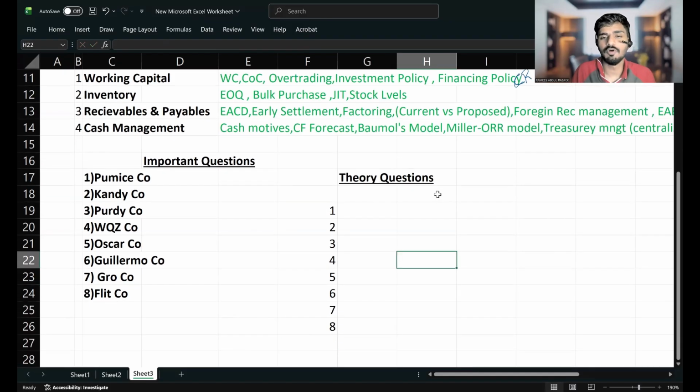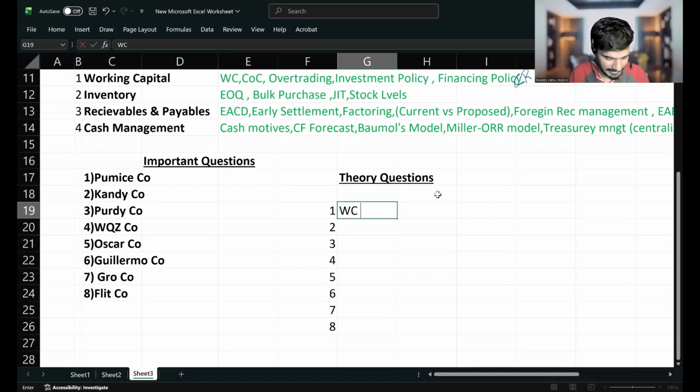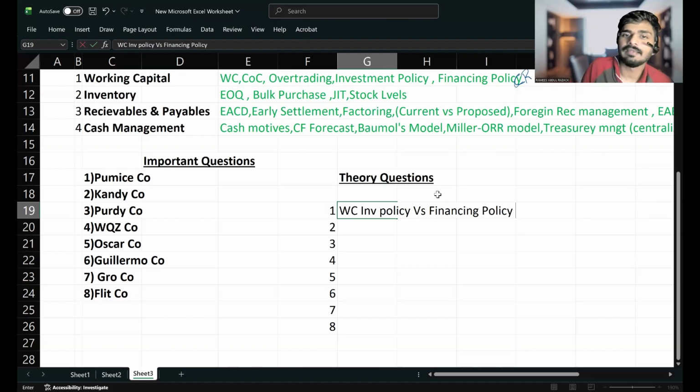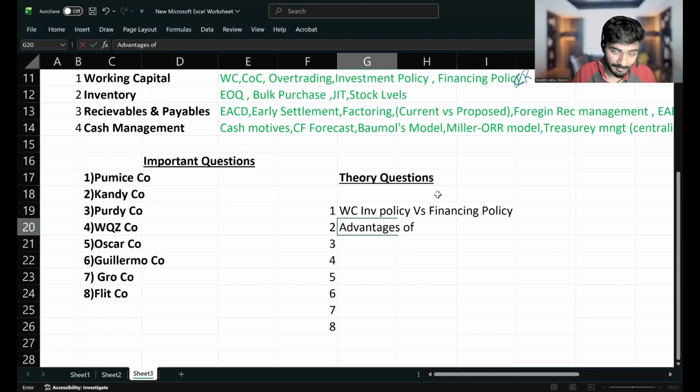The most important theory question will be working capital investment policy and working capital financing policy. One of the most important theory questions. Then I would say, what are the advantages of just-in-time stock management? What are the advantages and disadvantages of factoring?